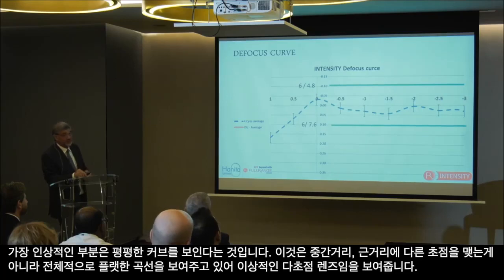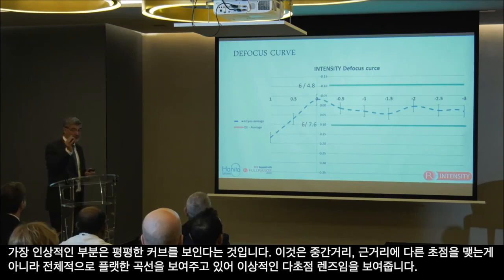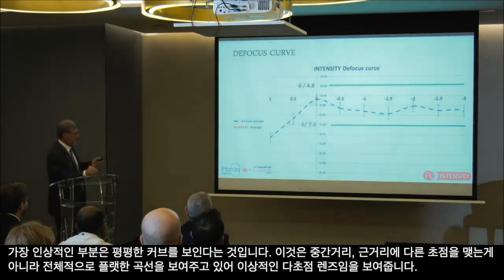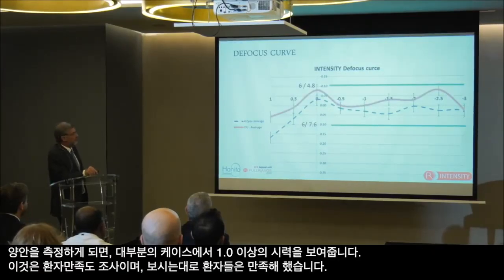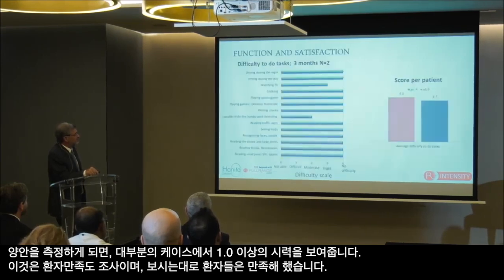And what's interesting is that this is a flat curve, which means there is no different focus for distance, intermediate, near, but this is kind of a flat curve all around, which is the ideal multifocal lens. And with both eyes open, it was 0.6 and better in most cases.